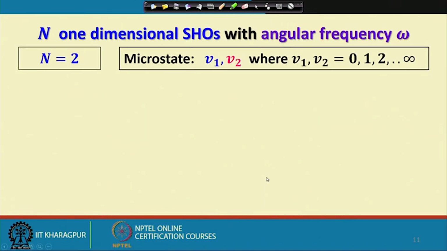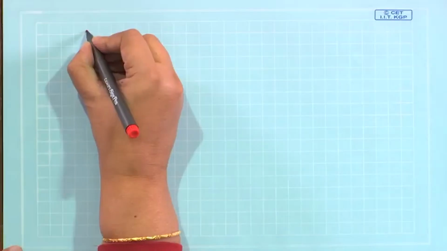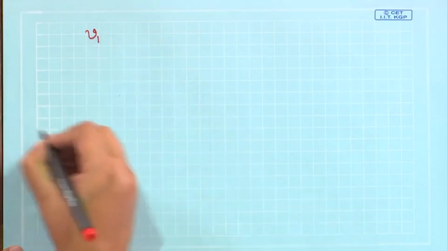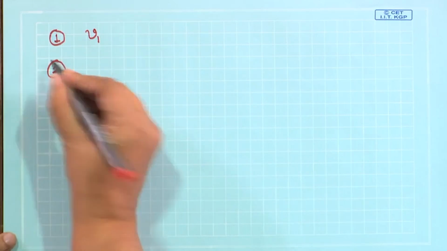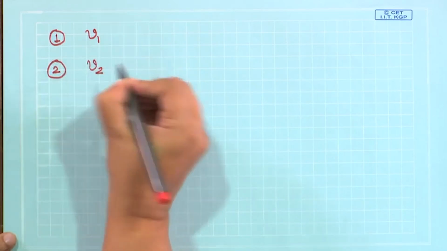So, once again we will start by looking at the case where there are only two simple harmonic oscillators present, and each of these simple harmonic oscillators, we have already seen, has its microscopic state characterized by a single quantum number. Let me call that the particle 1 is characterized by a quantum number V1 and the particle 2 is characterized by a quantum number V2.